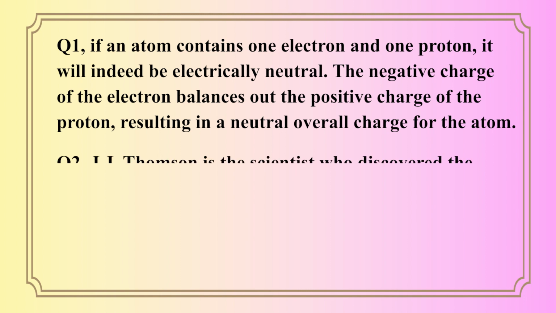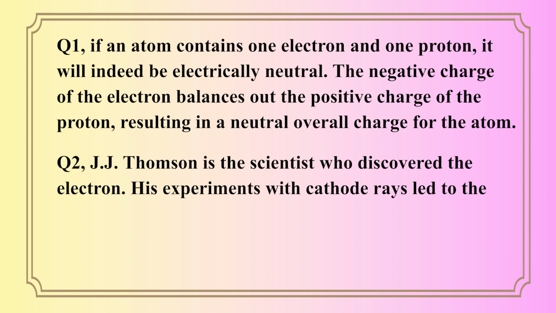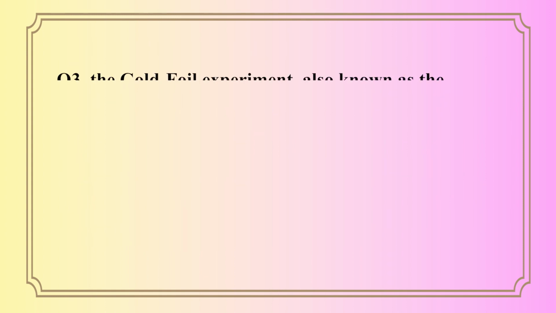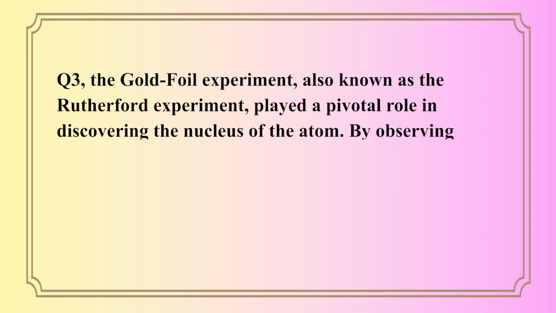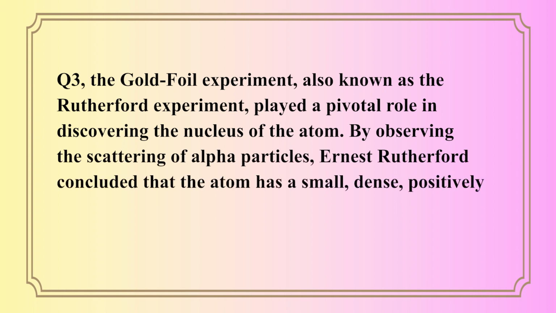For question number 2, J.J. Thomson is the scientist who discovered the electron. His experiments with cathode rays led to the groundbreaking realization that atom contains smaller subatomic particles. Lastly, the gold foil experiment, also known as the Rutherford's experiment, played a pivotal role in discovering the nucleus of the atom by observing the scattering of alpha particles. Ernst Rutherford concluded that the atom had a small, dense, positively charged nucleus at its center.